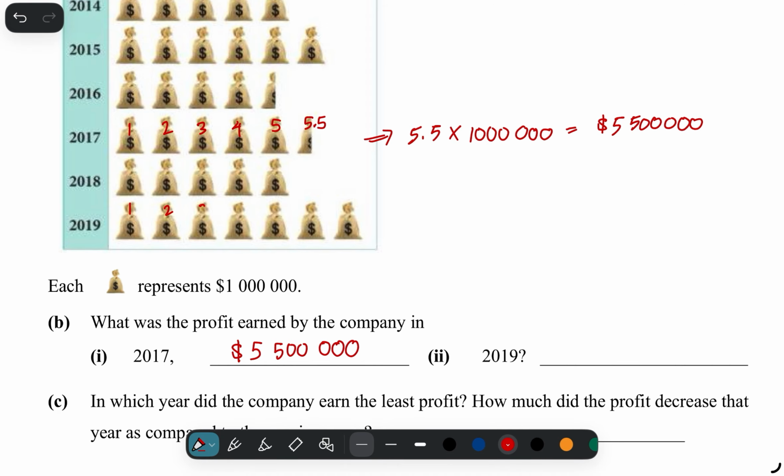Likewise for 2019, I look at 2019, I count the number of bags. 1, 2, 3, 4, 5, 6, 7. So over here, I have 7 bags times $1 million each. Total, it should be $7 million. Okay, so over here, this is $7 million.